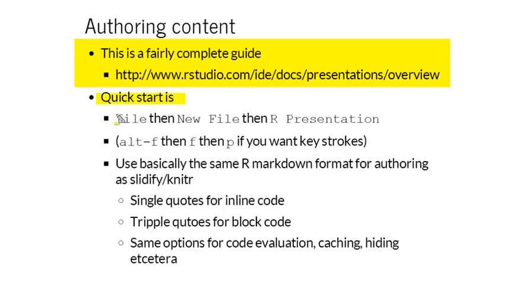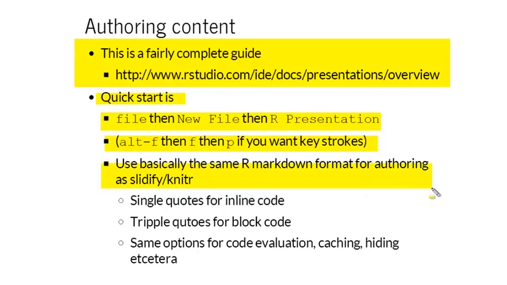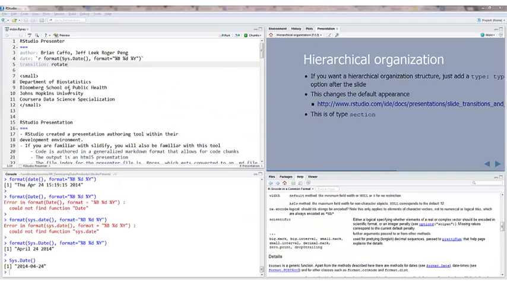The quick start is just you do File, then New File, then R Presentation. And if you're a keystroke junkie, that's just Alt F, then P. Then you just start using Slidify and knitr style commands for authoring content. They have all these things that'll help walk you through it. So single quotes for inline code, triple quotes for block code, and the same options as knitr for code evaluation and cache.